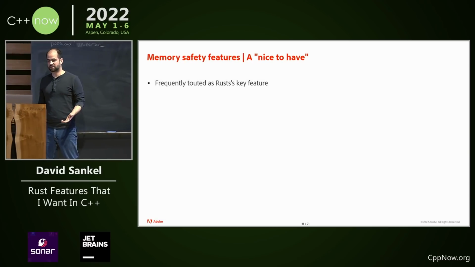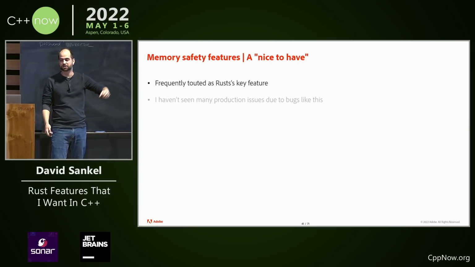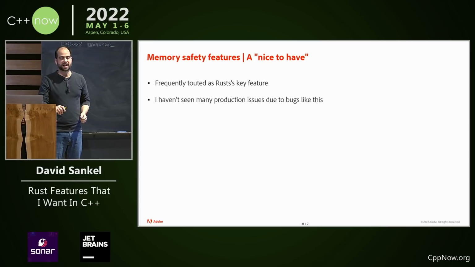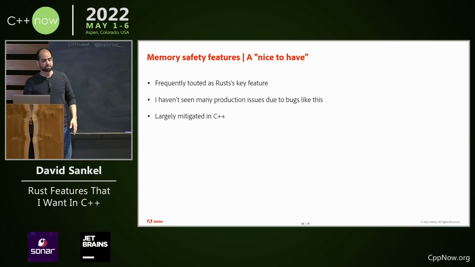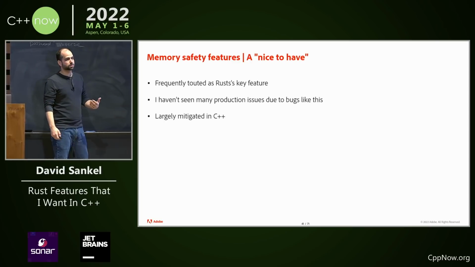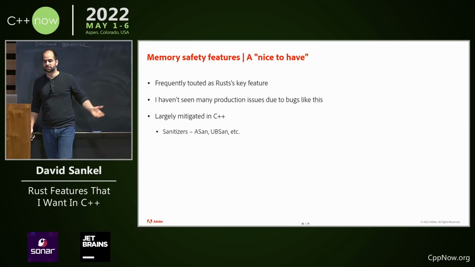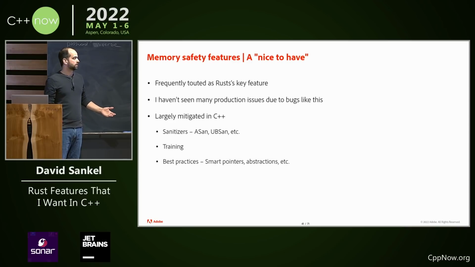I'm making this extremely bold statement, since a lot of people say this is Rust's key feature. I just haven't seen a lot of production issues due to bugs like this. And I've sat in a lot of postmortems, and I love postmortems. I just haven't seen a lot of production issues that stem from these kind of memory issues. I think that it's because it's largely mitigated in C++ with other things, like sanitizers, ASAN, UBSAN. This covers some of these cases. Training helps out. Best practices, people are using smart pointers.